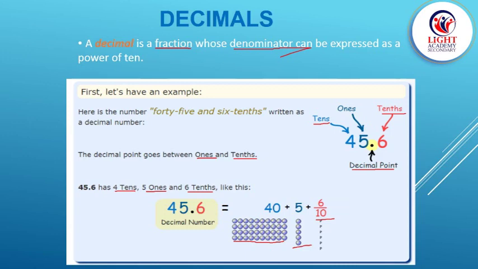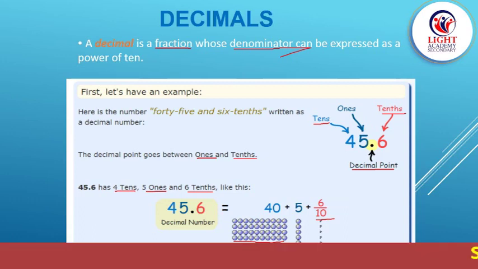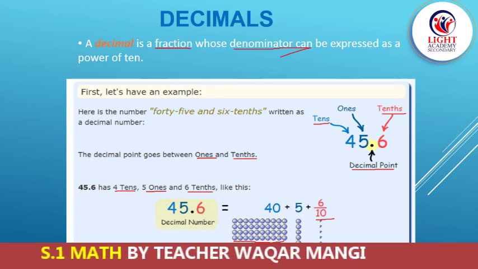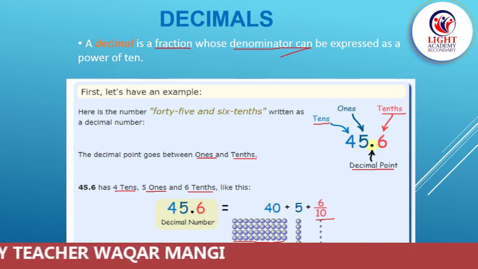So we have an example here. Here is the number 45 and 6/10 written as 45.6. You can check it here. That point is called a decimal point. In 45.6, 4 tens are there, and 5 ones are there, and 0.6 is there.